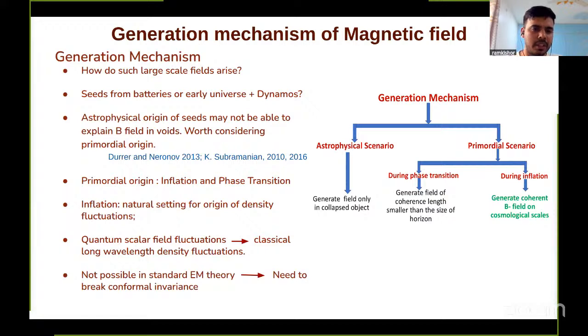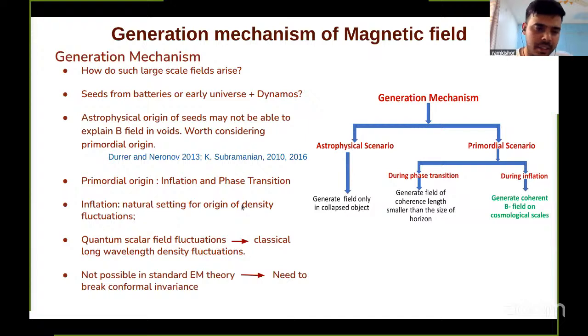However, if you look at the presence of magnetic field in the intergalactic medium, astrophysical mechanisms may not be able to explain it, or may not generate a magnetic field which satisfies the lower limit put by these GeV observations of the quasars. That motivates the study of magnetic field early in the universe, and one can divide these generation mechanisms into two categories, broadly: during inflation and during a phase transition. In this talk, I will primarily be talking about the generation of magnetic field during inflation.